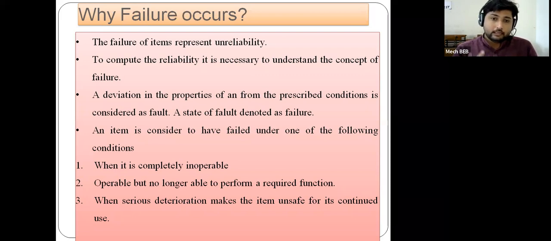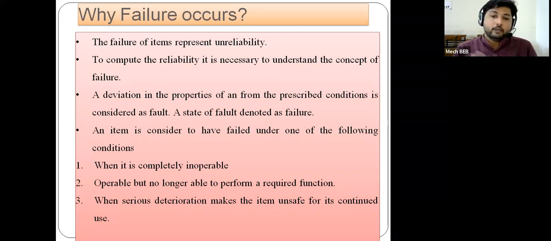So any product will be considered a failed product, or a failure of that particular product, under some conditions. If that particular product is completely inoperable, then we can say that the product has failed. Or it is operable but not performing the required function. Then also we consider that particular product to be failed.